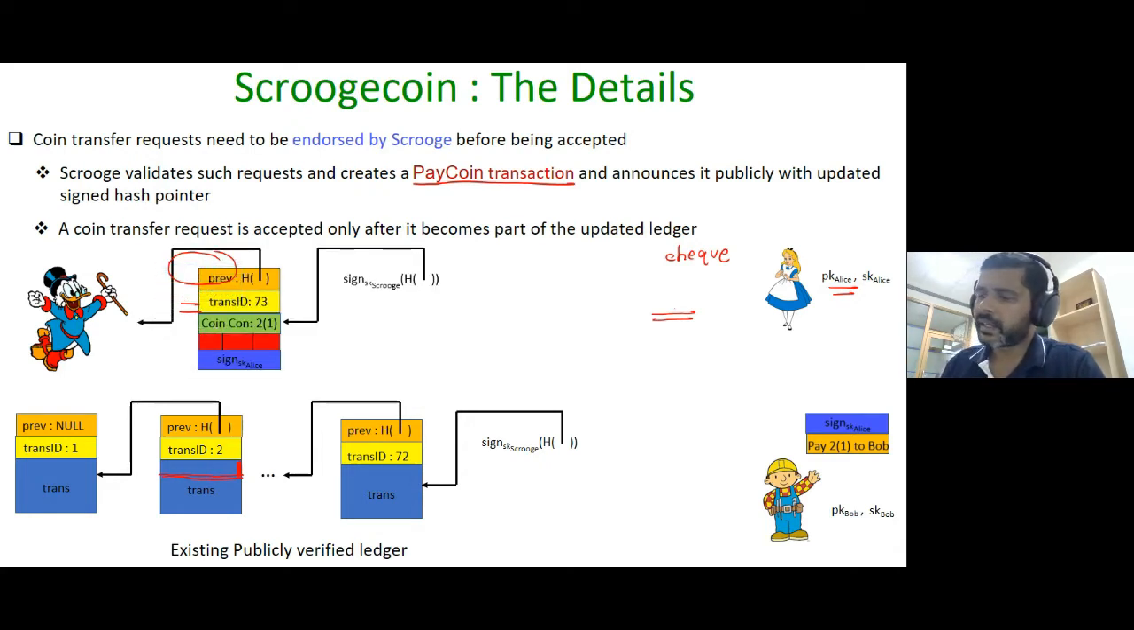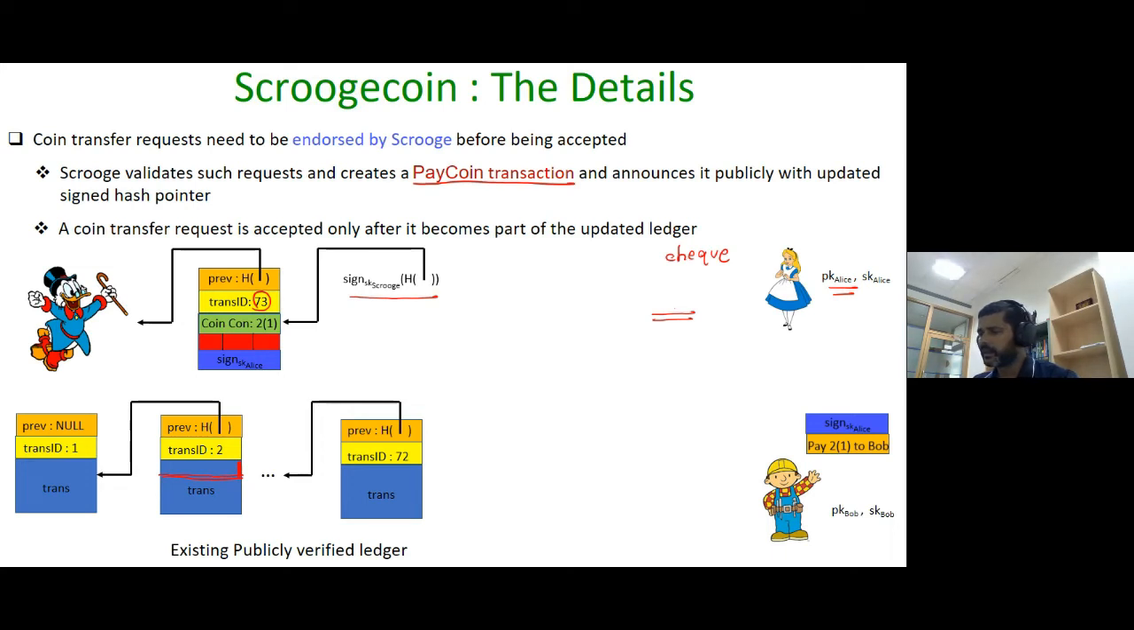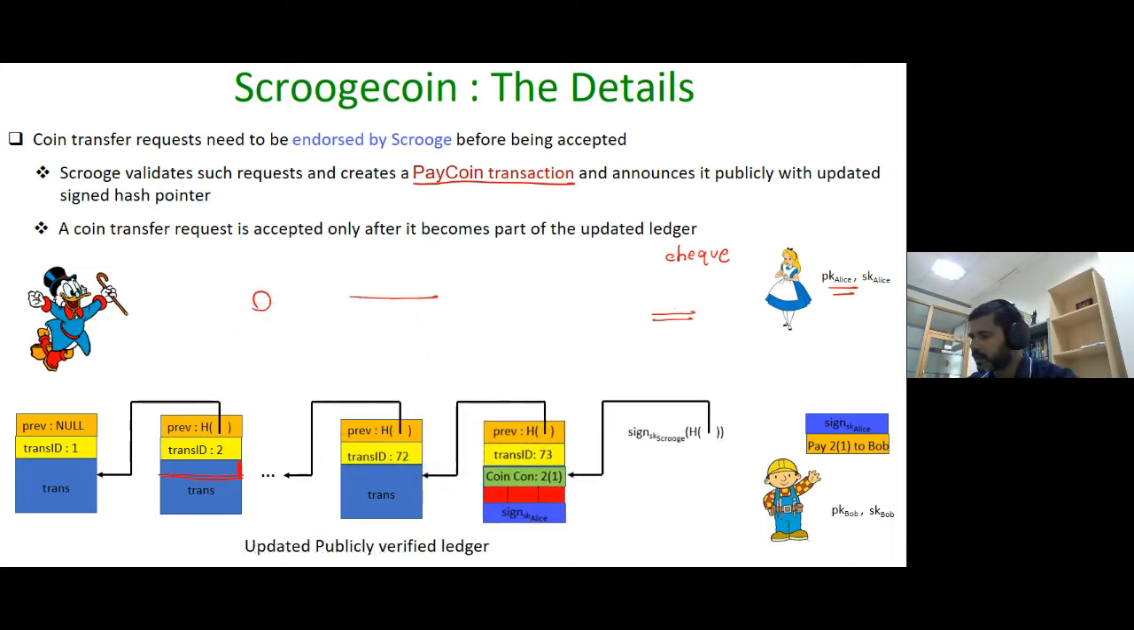And imagine that he includes this transaction along with other transactions in block number 73, which he is now making public, along with the updated head hash pointer. So if he makes this public, Bob will check the following. Bob will check whether indeed the new block has been signed by Scrooge or not.